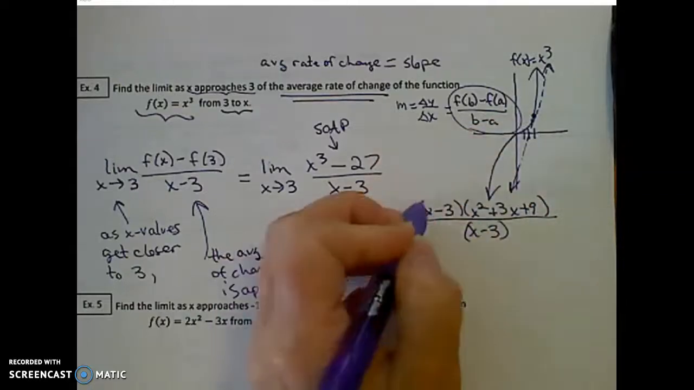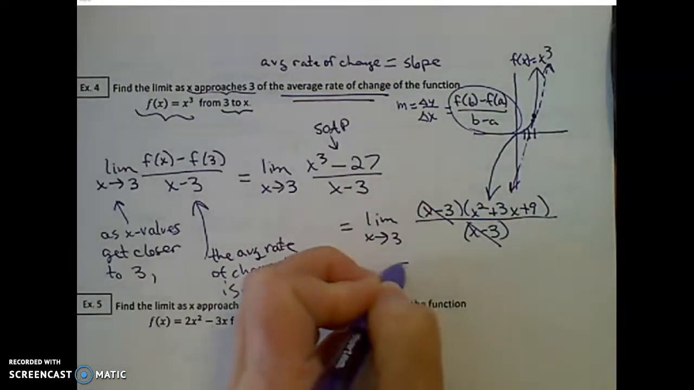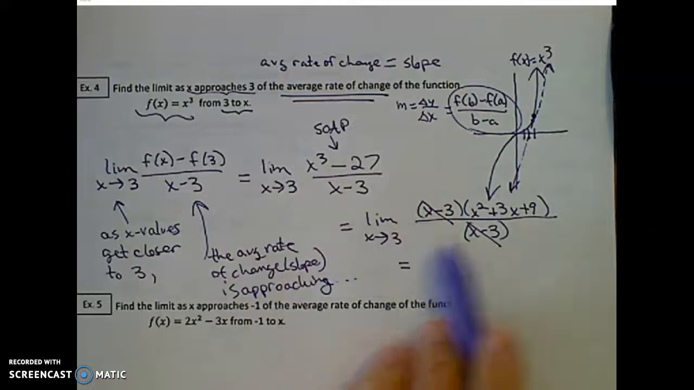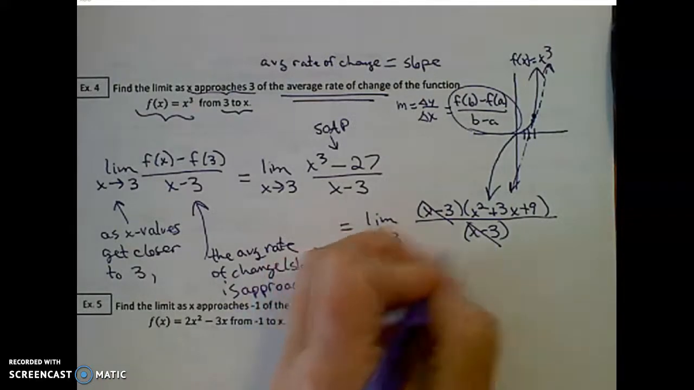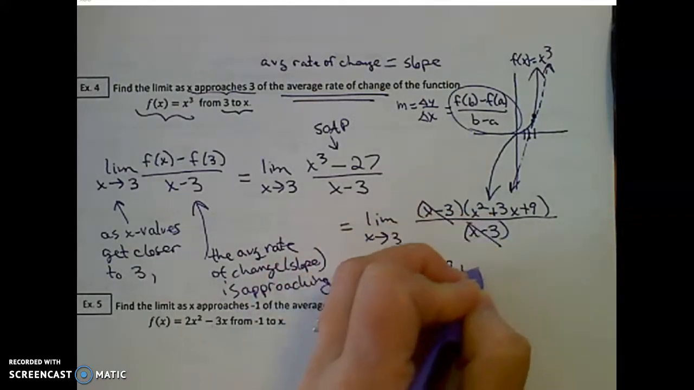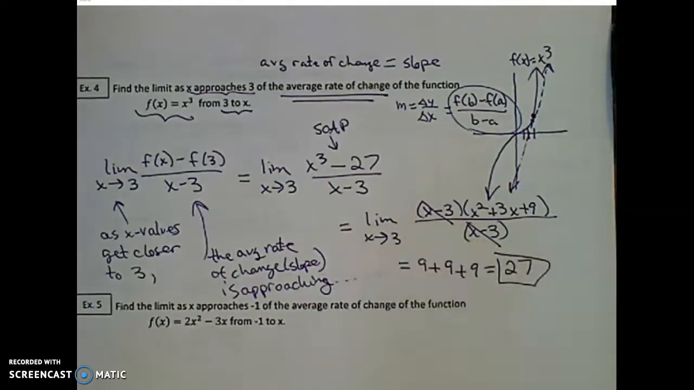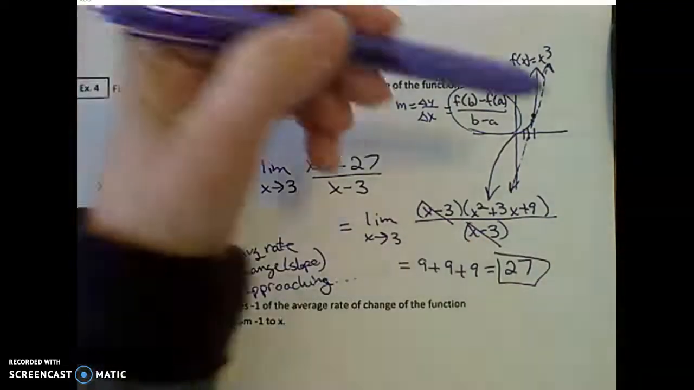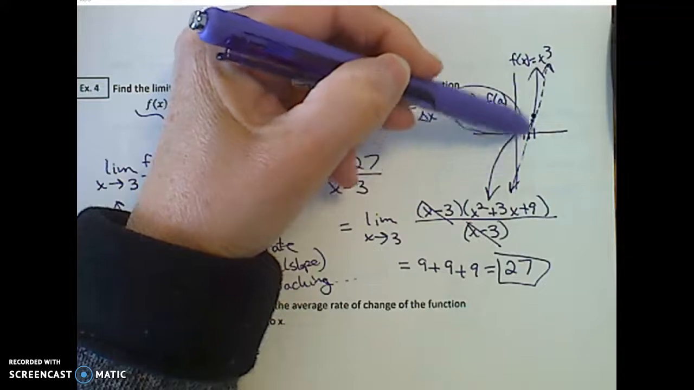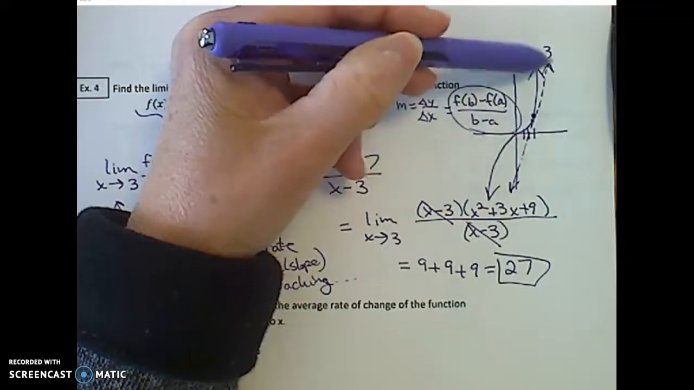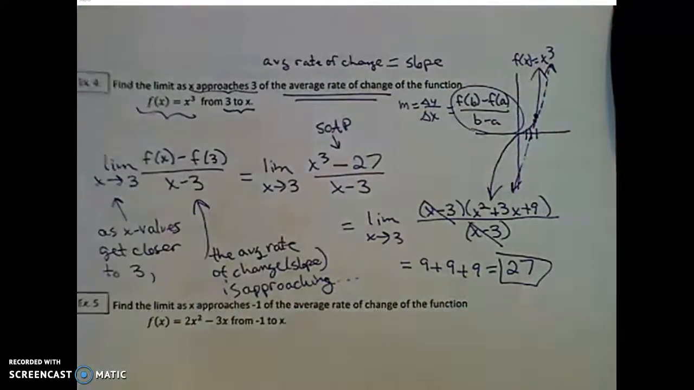Well, would you look at that? I can remove that problem spot, and now I can plug in 3. 3 squared, which is 9, plus 3 times 3, which is 9, plus 9, and the average rate of change, the slope, is approaching 27. And would you look at that? It's a very steep slope right there at x equals 3. Let's try that one more time.